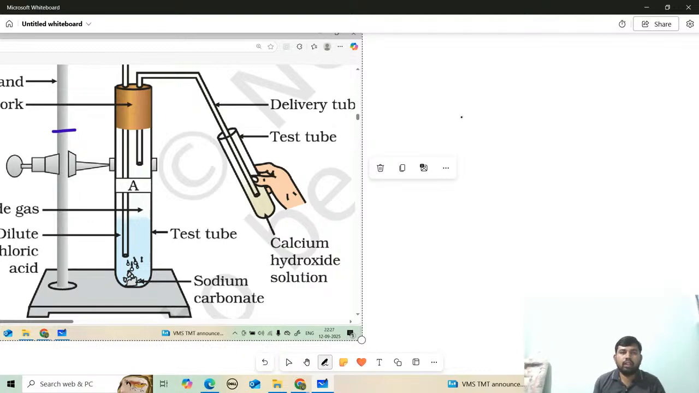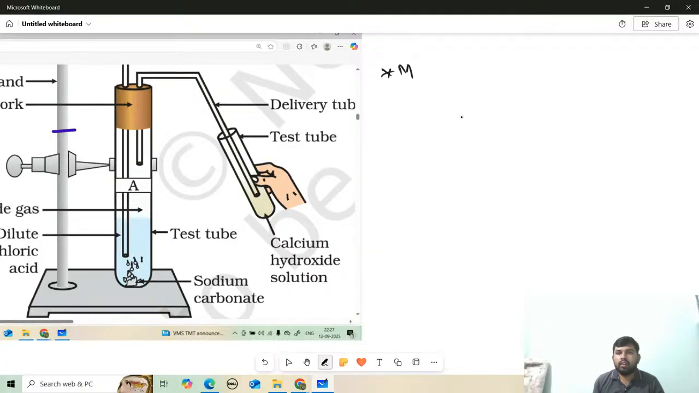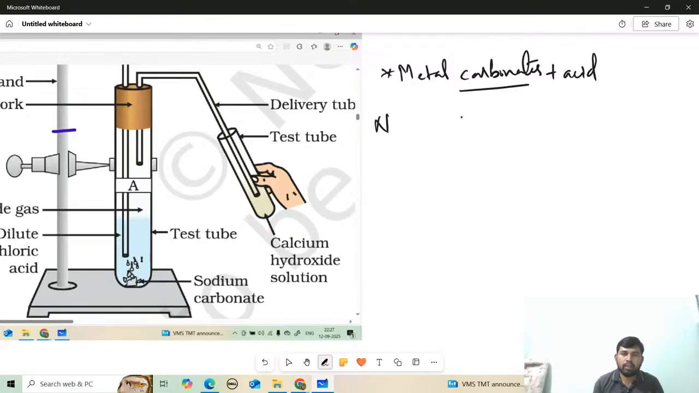Now see here, this reaction actually they given here. Two things are there. First one is metal carbonates plus acid. What happens to metal carbonate plus acid? You try to understand here. Example, I take Na2CO3 plus dilute acid HCl.